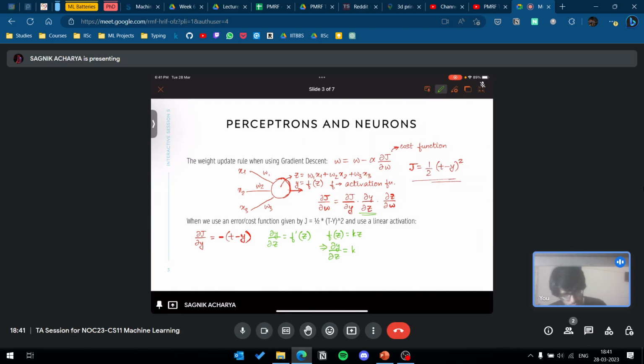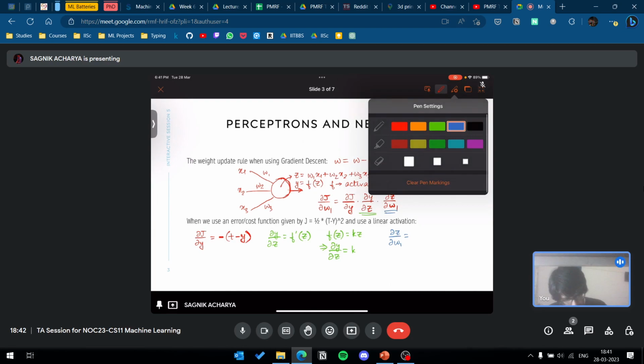And finally the last derivative is del z by del w. z is equal to w1 x1 plus w2 x2 plus w3 x3 all the way up to wn xn, depending on how many inputs you have. Say I calculate this for w1, so my entire derivative is for w1, I'm calculating everything for w1.